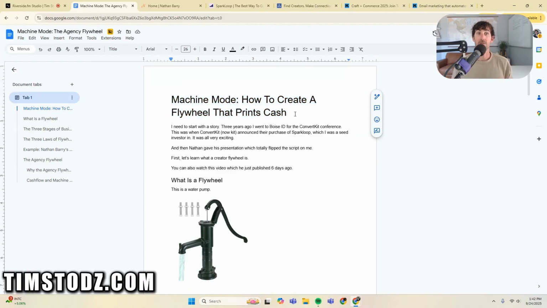Before I really dive into the tactics here, I have to start with a story, because the concept of a flywheel is not an original idea by me. This was something that I learned from a friend of mine, Nathan Barry. And this whole experience had a really big impact. So I'm going to tell you the experience that I had and how I learned about this concept of a flywheel, and then I'll teach you how I have used it for my own agency and how it's really turned into something specific to me and to my businesses.